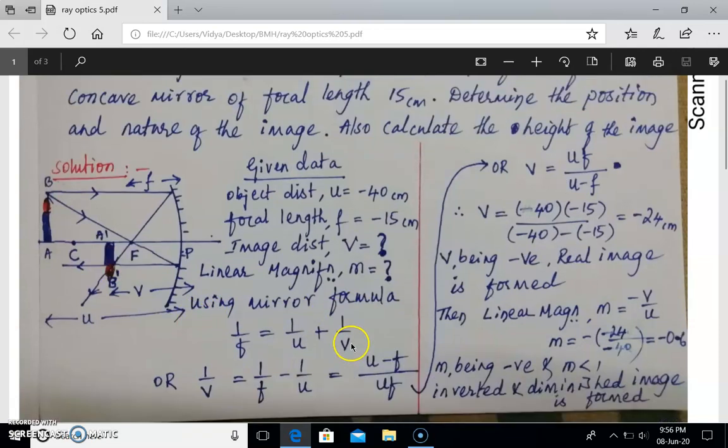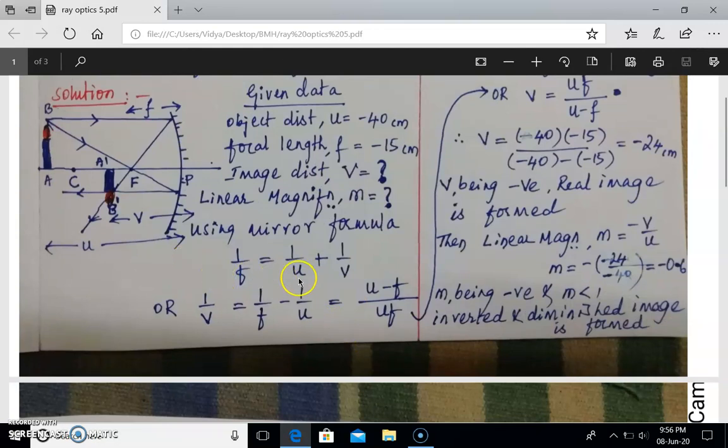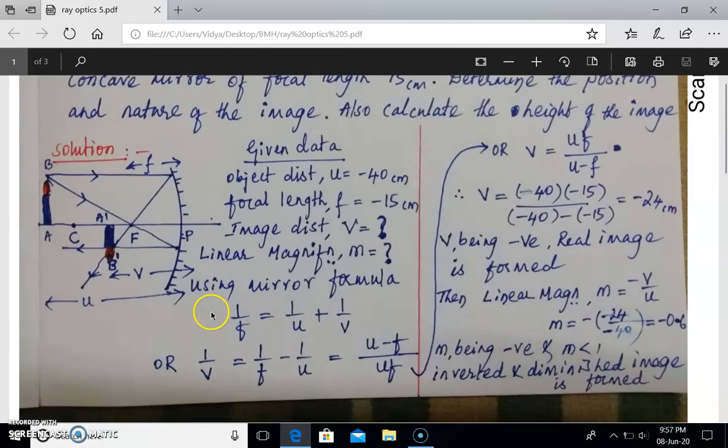So using a mirror formula, that is a relation between the focal length, object distance and image distance, 1 by F equals 1 by U plus 1 by V. So here F and U are given, V is to be determined. So I rewrite 1 by V equals 1 by F minus 1 by U. LCM is U into F. So U minus F divided by UF, that is the reciprocal of image distance V. Or V can be written as U into F divided by U minus F.